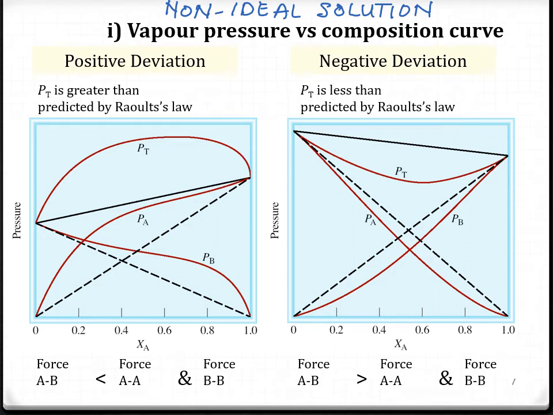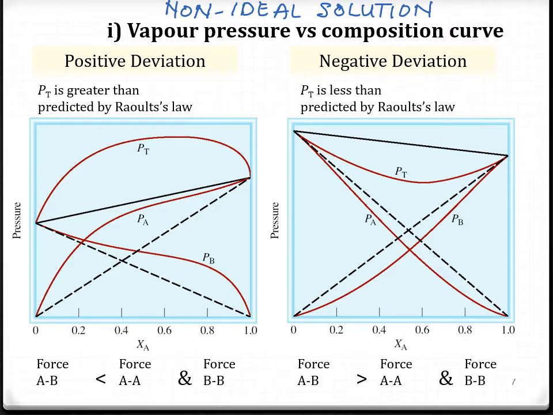Understand that an ideal solution will follow Raoult's law. Now we're going to have a look at non-ideal solutions, which do not follow Raoult's law. Not all mixtures of miscible liquids will form an ideal solution. There are some liquid mixtures which deviate from Raoult's law.